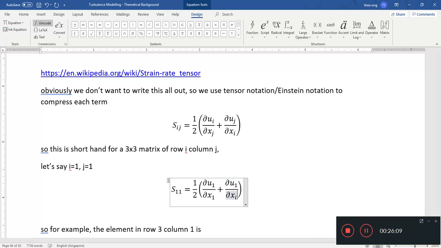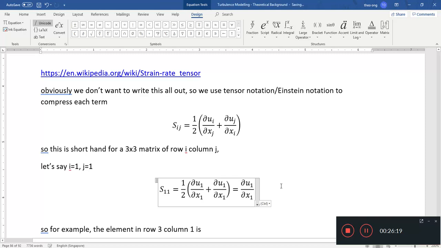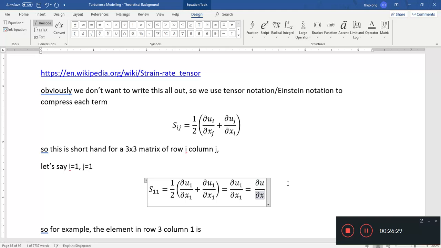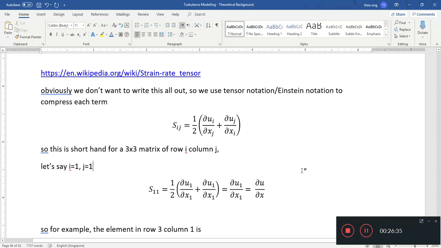That's just equal to del u1 del x1, or if you want to use the more familiar coordinate system, you just say del u del x. Because x1 corresponds to x, x2 corresponds to y, x3 corresponds to z, and likewise u1 corresponds to the u velocity, the x velocity, u2 corresponds to the y velocity, u3 corresponds to the z velocity.